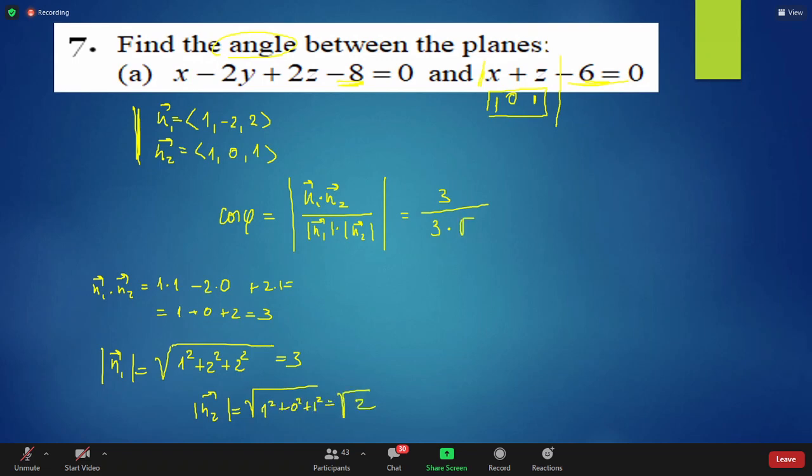What we see is 1 divided by square root of 2, also known as square root of 2 divided by 2, if we don't like roots in the denominator. This means the angle is 45 degrees, the angle between the two planes, because the angle between the two normal vectors is that. And we remember that the angle between the planes is exactly the same as the angle between the two normal vectors. And so we have the answer.